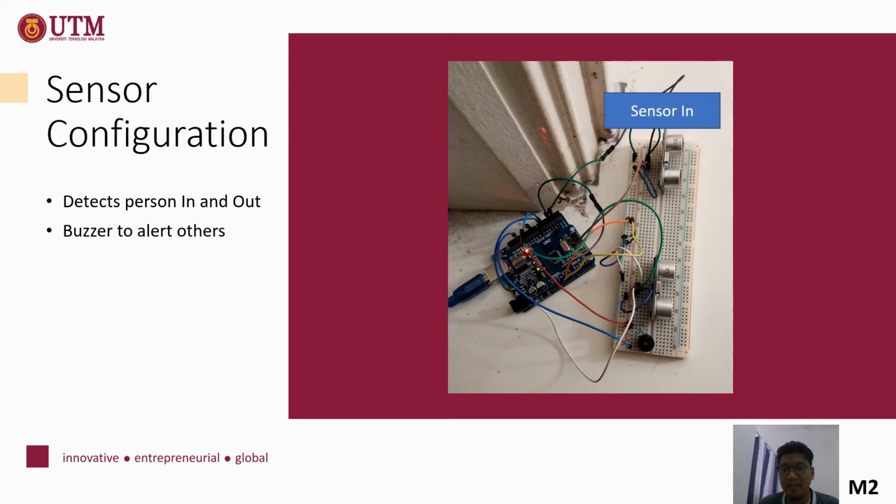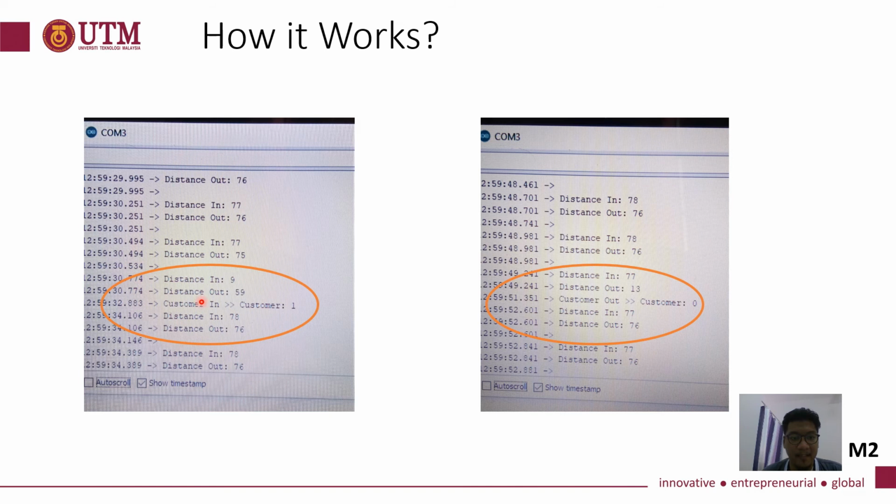This is the sensor configuration. When the sensor in detects someone going in, the buzzer will give a sound that the customer is going in. But when the sensor out detects a person going out, the buzzer will give a sound for when the customer is going out. From the left side, this is when the sensor detects the customer in, so it will add one customer in the shop. Then the right side, this is when the customer is going out. So when the sensor detects someone going out, the total customer count will be minus 1.